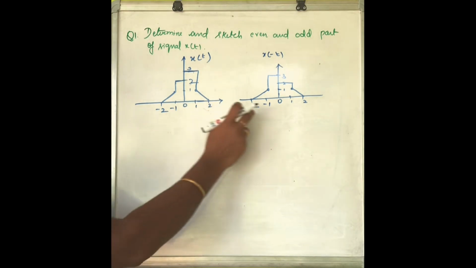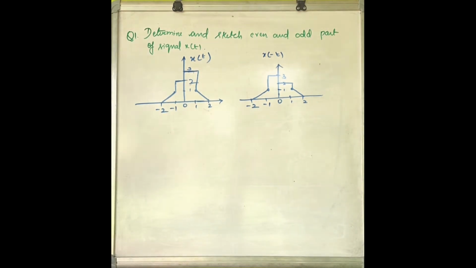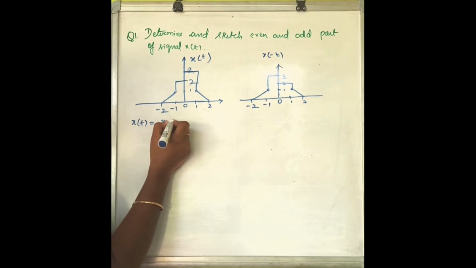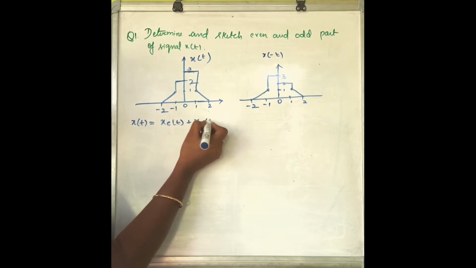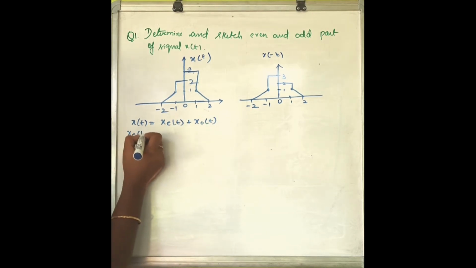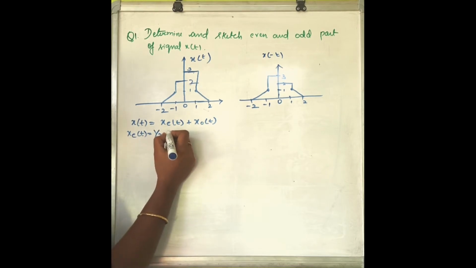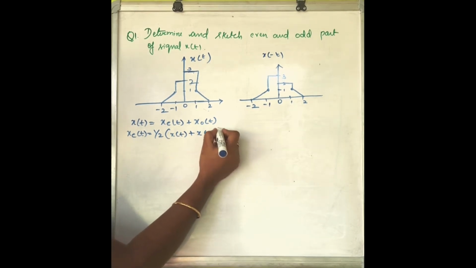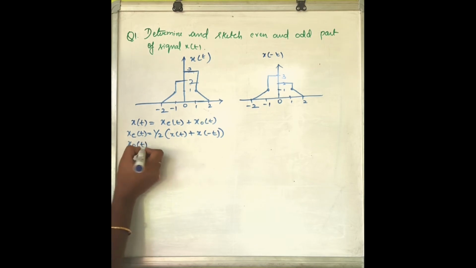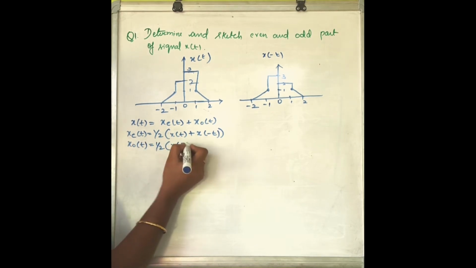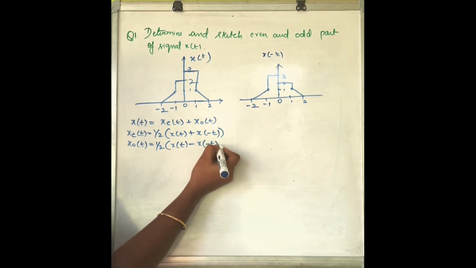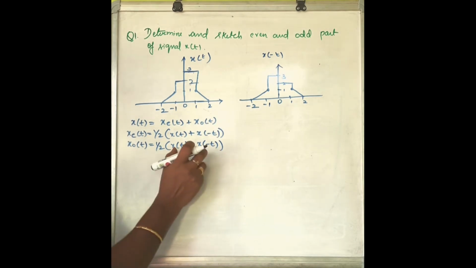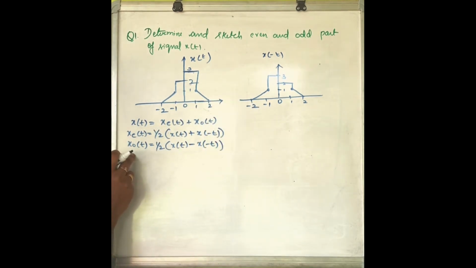So we have found x(t) and x(-t). And then we have to write the equation. x(t) is equal to the sum of the even signal and the odd signal. Here the even signal is written as half of x(t) plus x(-t), whereas the odd signal is written as half of x(t) minus x(-t). So half of adding these two will give you the even signal. Half of subtracting these two will give you the odd signal.